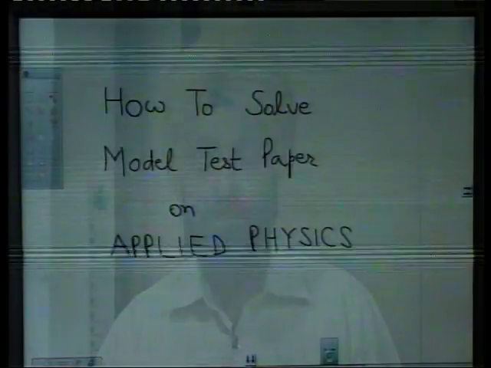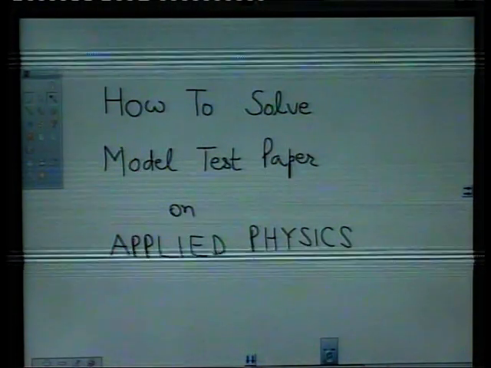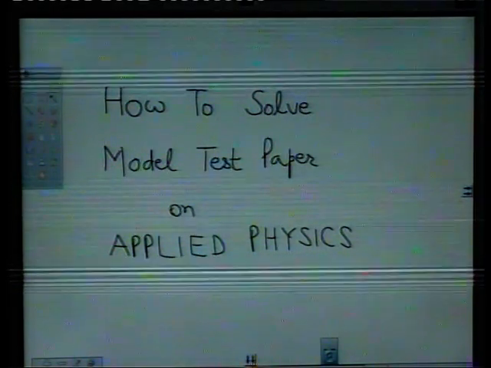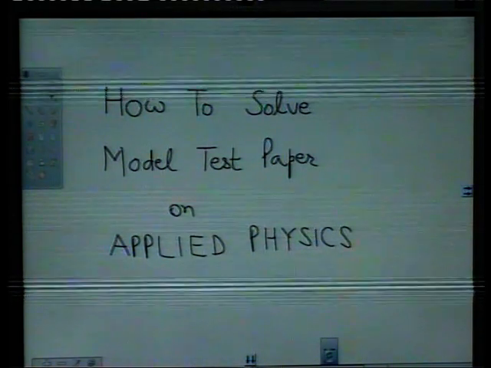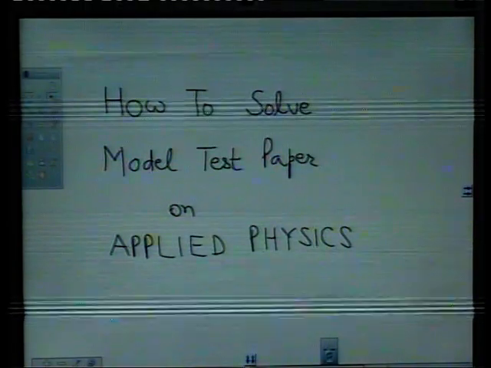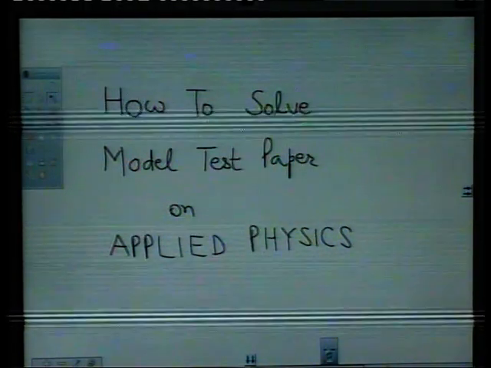Dear students, today we will discuss how to solve the model test paper on applied physics. As you know, your examinations are very near, and you must have completed your syllabus. So, you must now know the structure of your question paper, how to solve this paper, and what the different types of questions asked in the question paper are. So, today we will discuss the model test paper on applied physics.